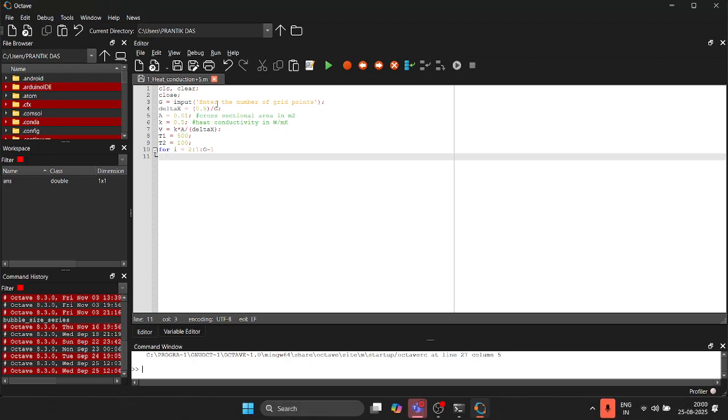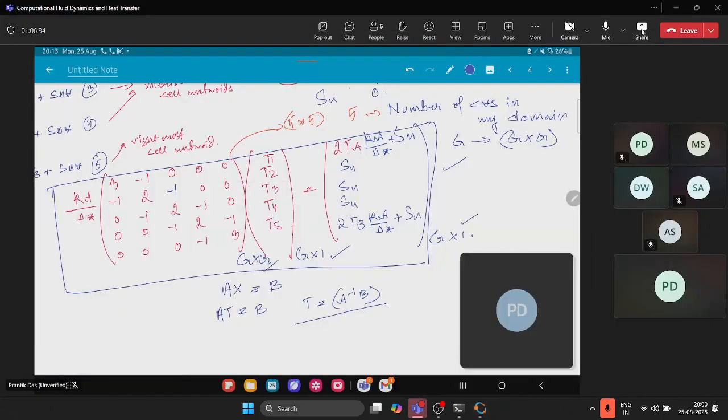So can you see the matrix now? Yes, sir. So there is minus 1 on both sides and 2 in the middle. Okay.